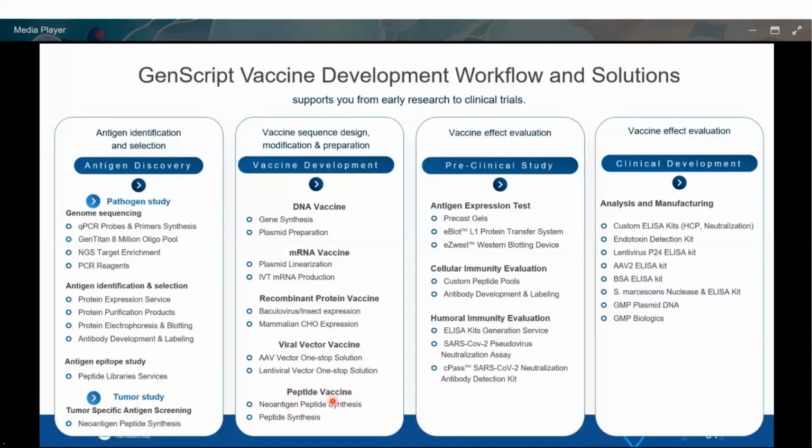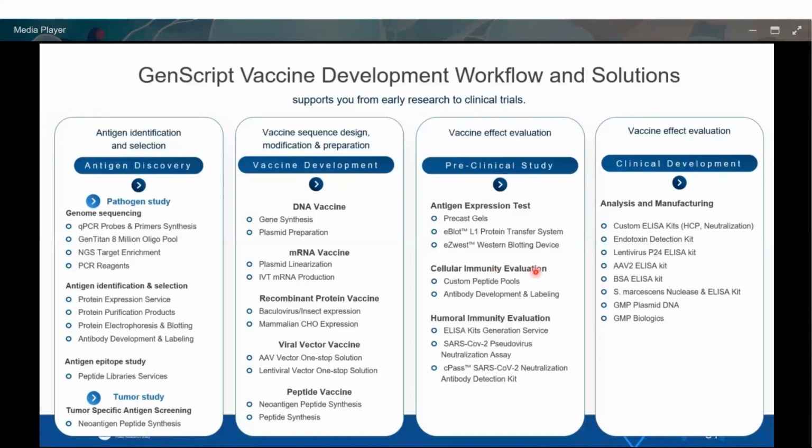And of course, I mentioned peptide synthesis today. So we have peptide synthesis and also neoantigen peptide synthesis. And for the vaccine effect evaluation part, for DNA or mRNA vaccines, we need to test the antigen expression. We have some popular products like precast gels, and these two are instruments for the protein transfer system and also Western blotting.